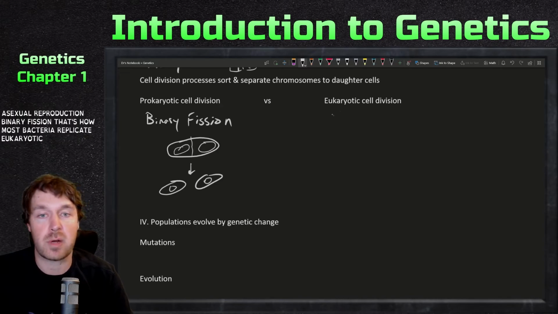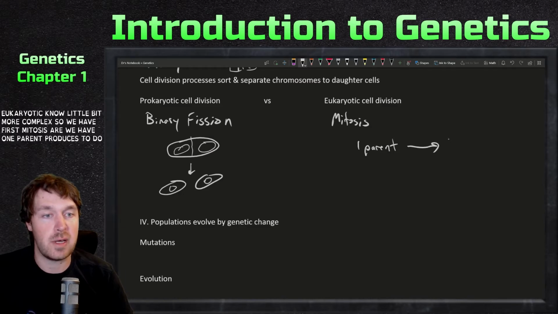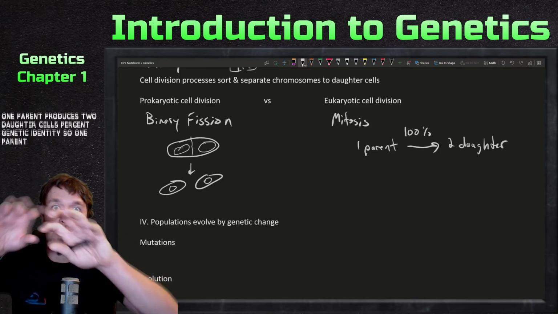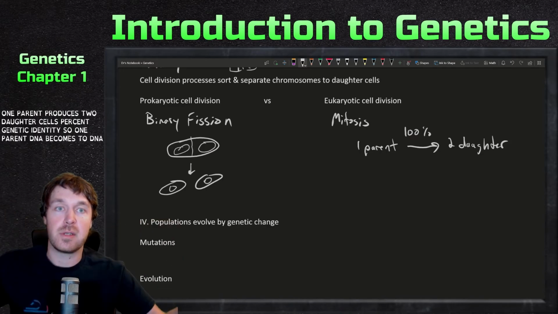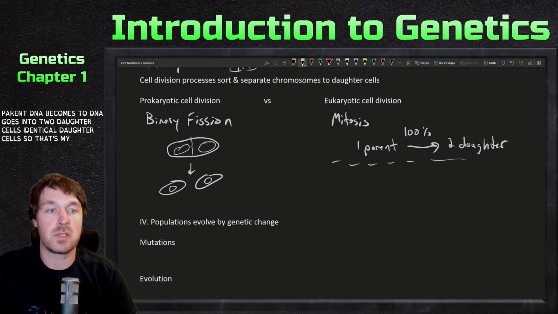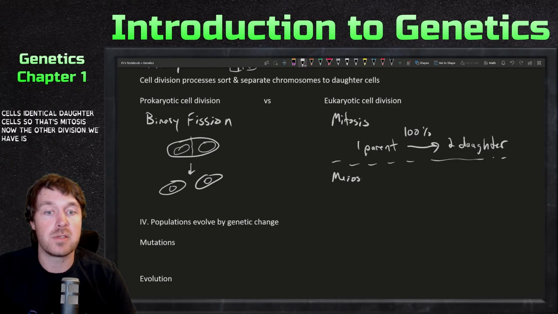Eukaryotic, though, a little bit more complex. So we have first mitosis. So we have one parent produces 2 daughter cells, 100% genetic identity. So one parent DNA becomes 2 DNA, goes into 2 daughter cells, identical daughter cells. So that's mitosis.